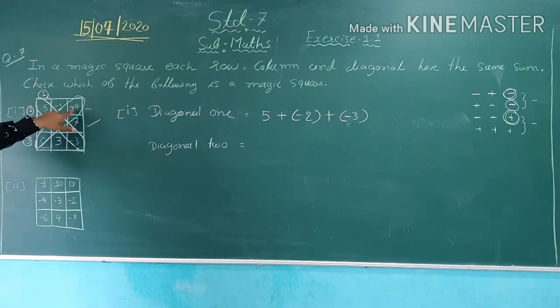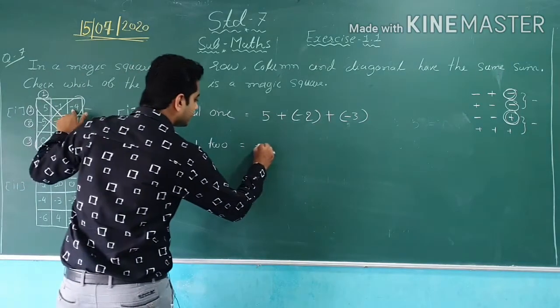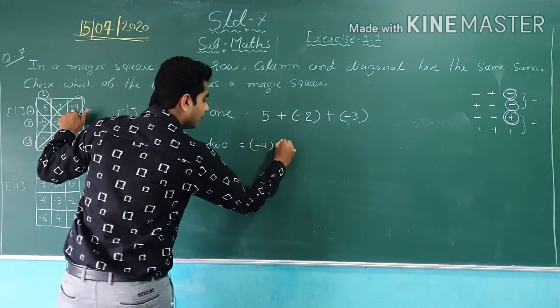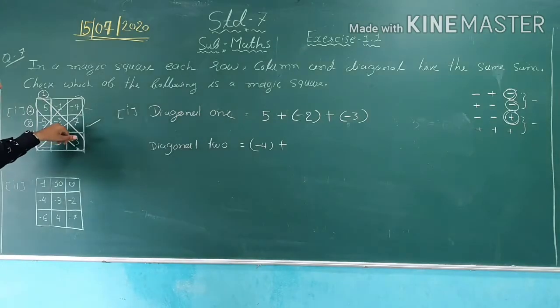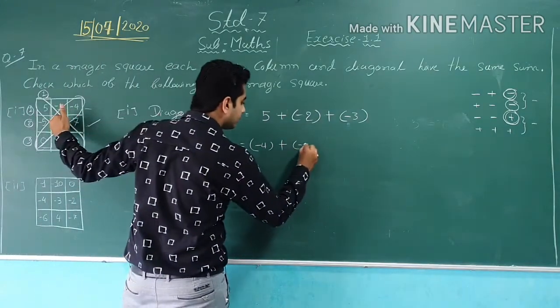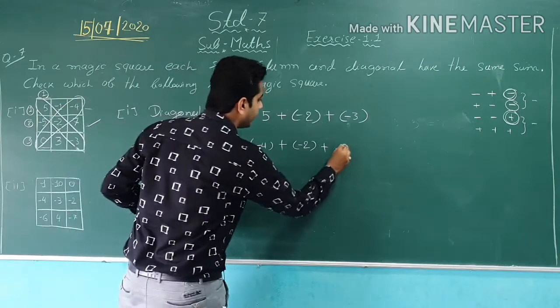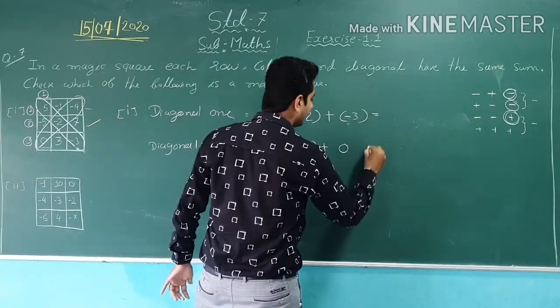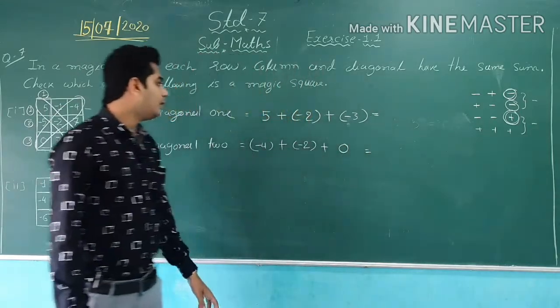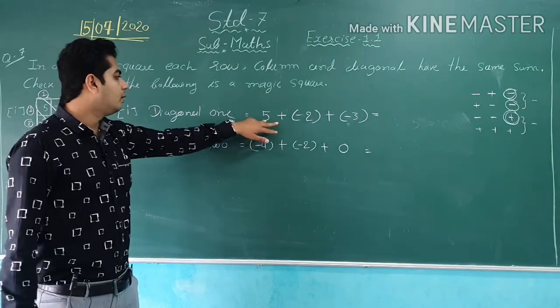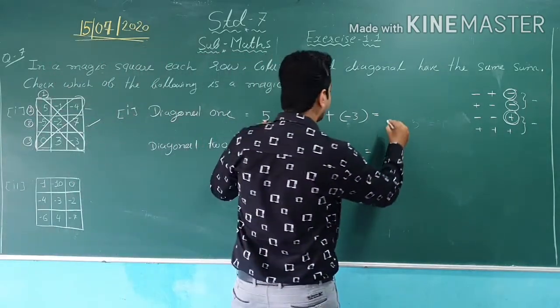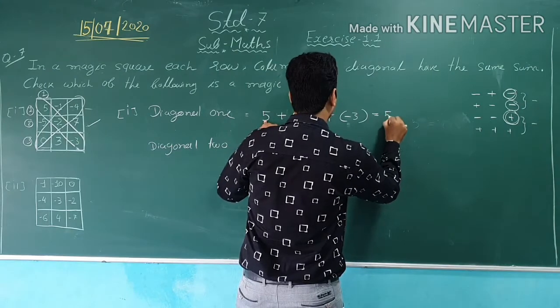See, second diagonal minus 4 plus here minus 2 plus the last term is 0. So 0. Now do the addition of both. Okay, so let's solve first one. 5. First of all we will leave the brackets here.